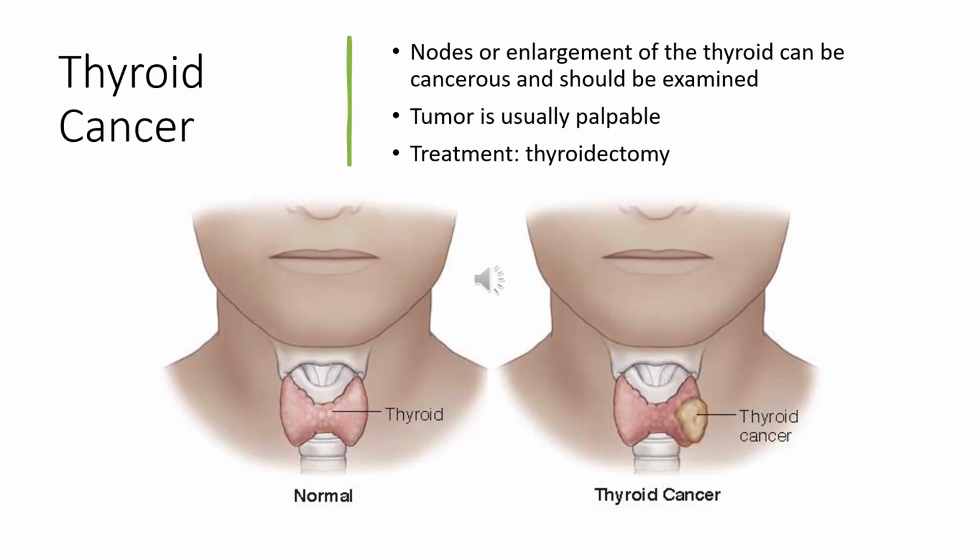So one of the reasons that people can have issues with their thyroid hormone is because of thyroid cancer. So these are when you get those nodes or that enlargement of the thyroid, it can be cancerous, and so it does need to be examined. The tumor is usually something you can feel, and they're going to do a thyroidectomy. It could be a complete thyroidectomy, it could be a partial. It really depends on the physician and their requirements, what they feel is most appropriate.